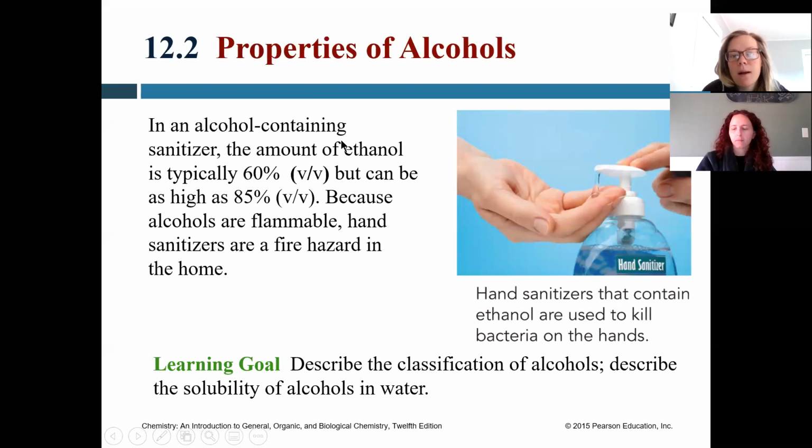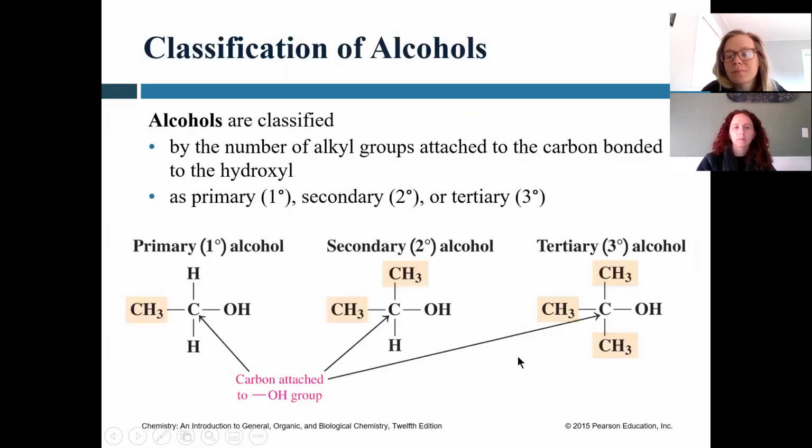We do need to talk about some of the properties of alcohol. An alcohol containing sanitizer, oh my gosh, we've seen so much of this in the last year, haven't we? The amount of ethanol is typically 60% volume to volume, but can be as high as 85%. Because alcohols are flammable, hand sanitizers are considered a fire hazard in the home. Okay, they had this whole thing in the beginning of the pandemic where they're like, make sure your hand sanitizer is over 63% or whatever, just so it was a higher concentration.